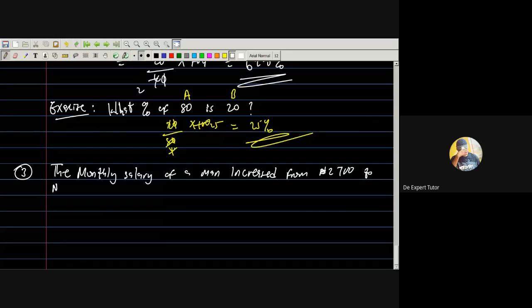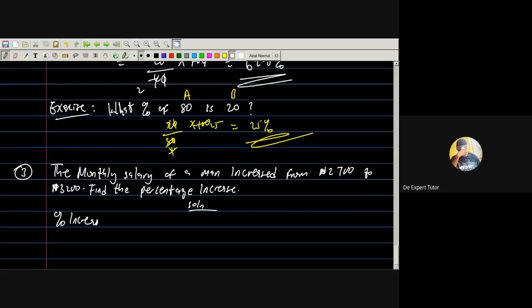to 3,200 naira. Find the percentage increase. So that's the question. Solution. Everybody pay attention. How do we find percentage increase?